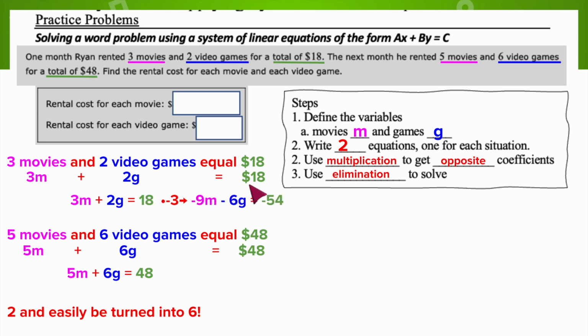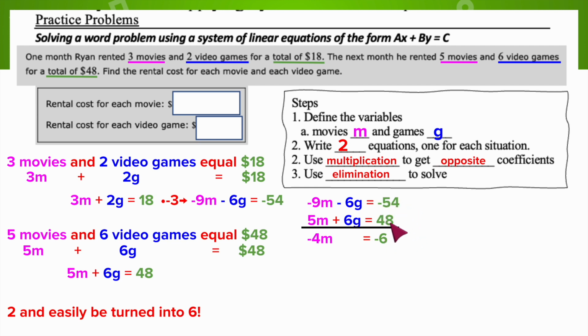Okay, so now here's the equation that I just manipulated a little bit. I'll move it over here so you can see it. And the second equation I'm just bringing up here. Now I have these 2 pieces matching, right? Except for the fact that they're opposites, which is exactly what I wanted. So now I can just add straight down. -9M plus 5M equals -4M. -6G plus 6G, well, anytime I have opposites, they're going to cancel. They become 0. -54 plus 48 is -6.